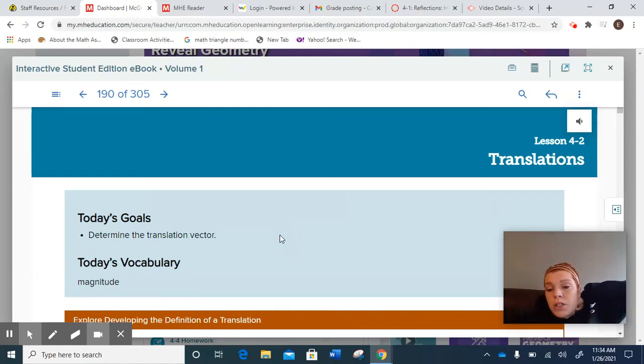So in 4.2, we're continuing on with our three types of transformations. In this one, we are learning about translations, which is a slide. So it is not turned in any sort of orientation or flipped in any sort of orientation. So it's just moved from one part of your graph to another. So it looks exactly the same, just in a different location.